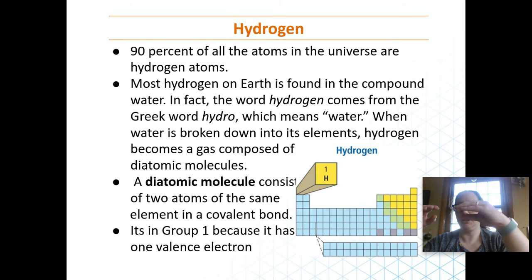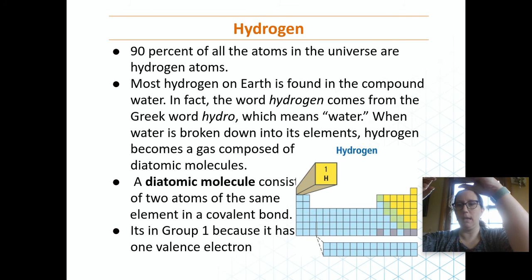Some periodic tables actually put hydrogen and helium up above the table because they don't quite fit, but they do kind of fit. So that's why it's in group 1.